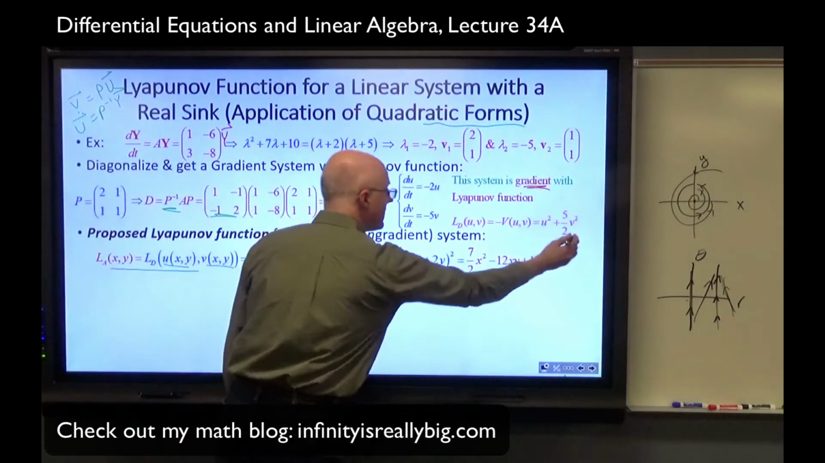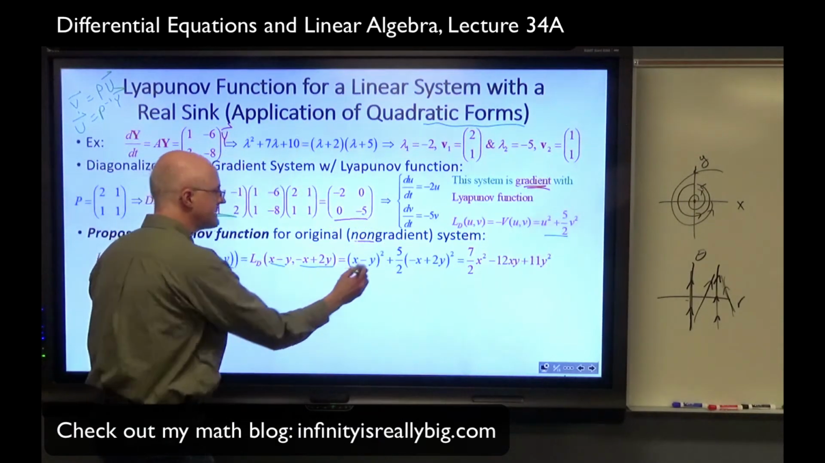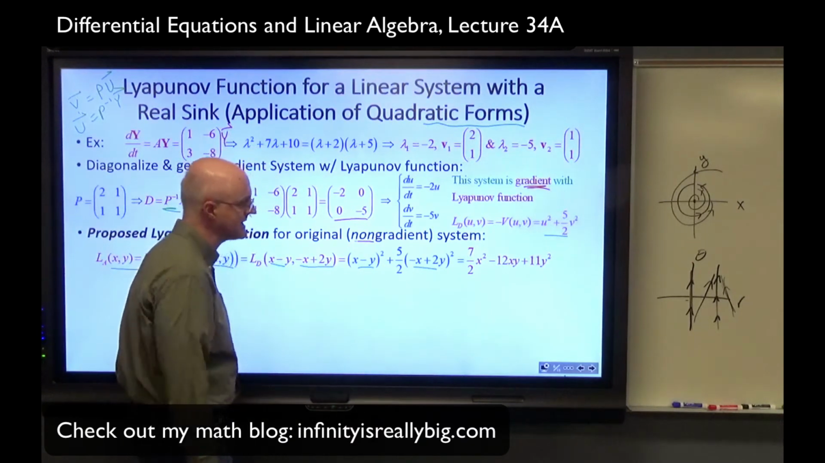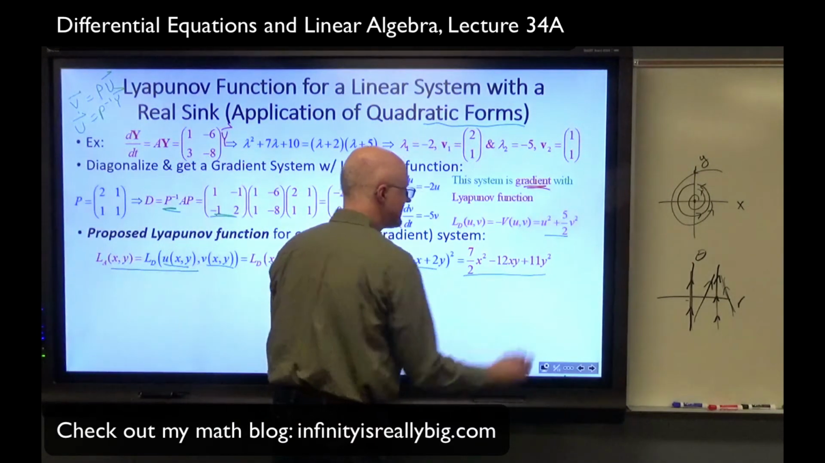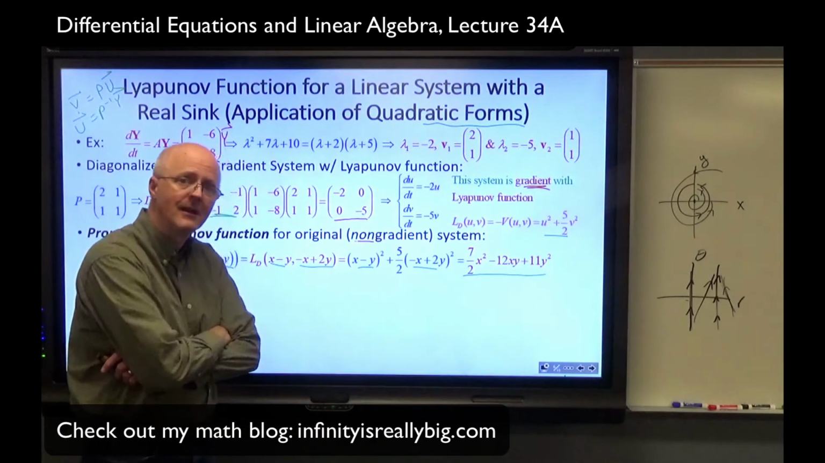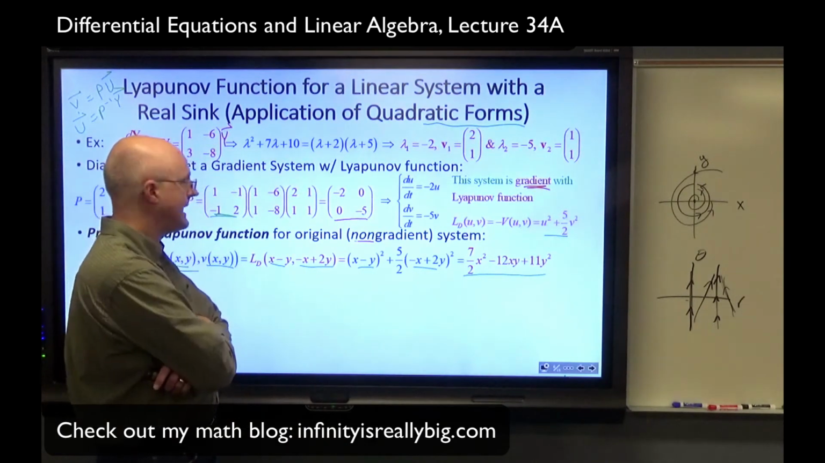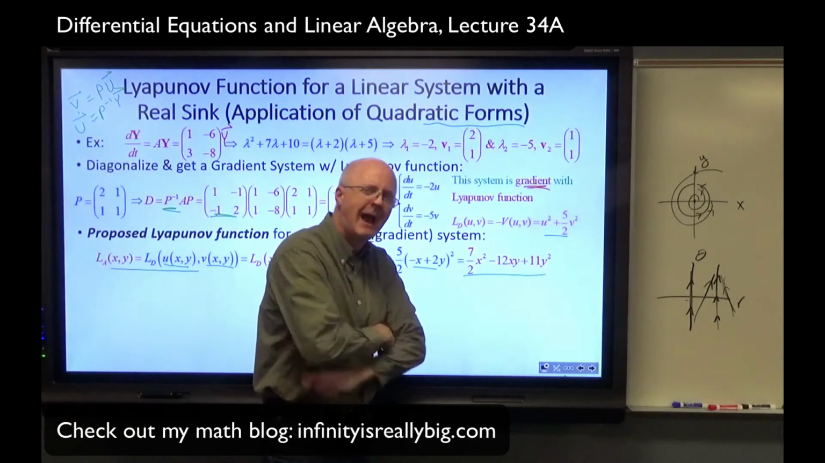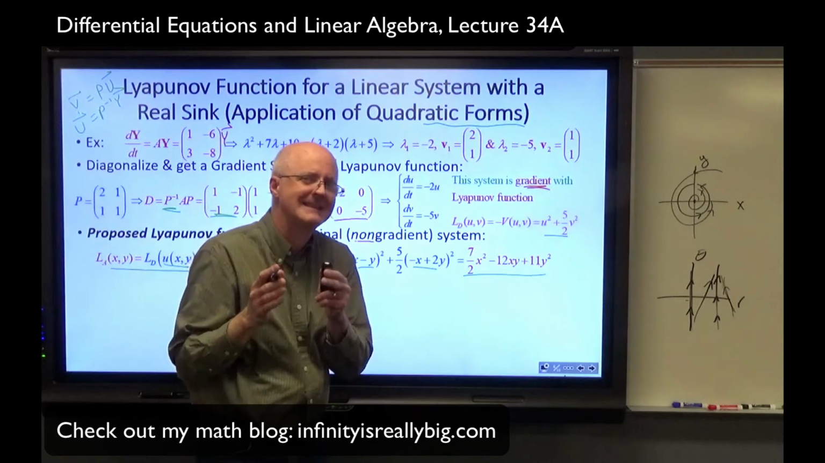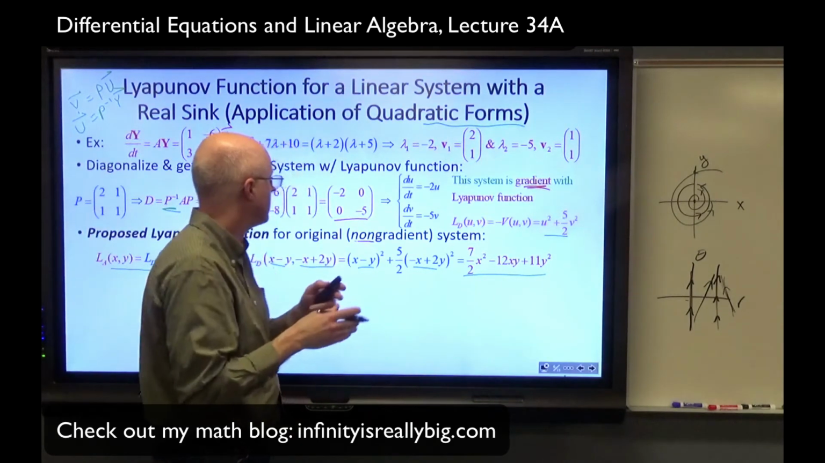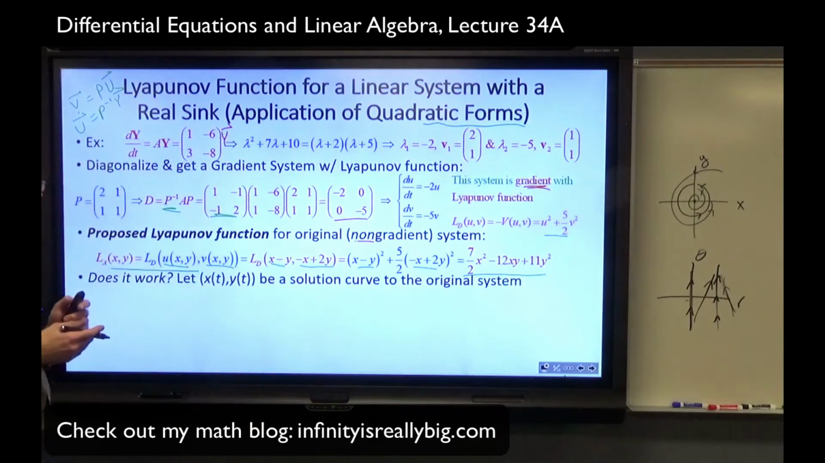In this formula here, replace u with x minus y, replace v with negative x plus 2y. I'll leave it as an exercise for you to check that this simplifies to that. Now that is a quadratic form. And in fact, you could even say it's a positive definite quadratic form because this one's positive definite. However, its positive definiteness is not really what we're after here, because we want to verify that we've got a Lyapunov function here. Does this work?